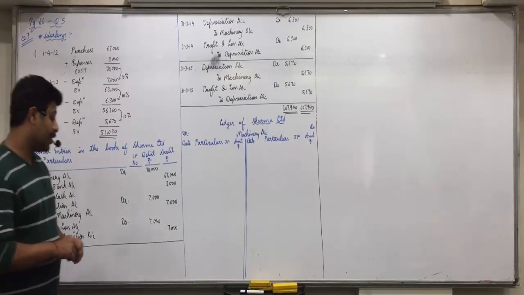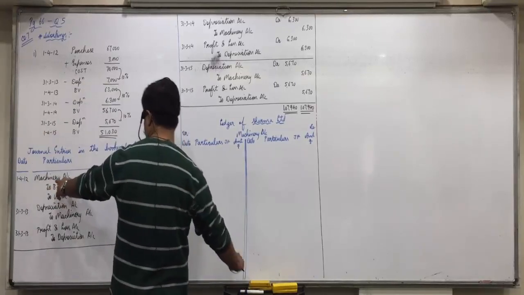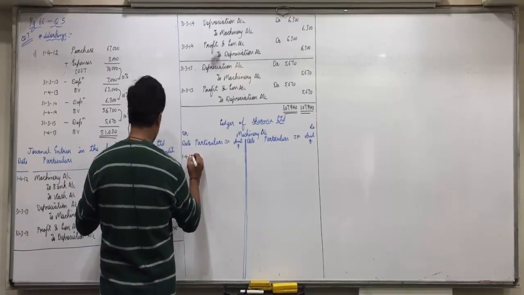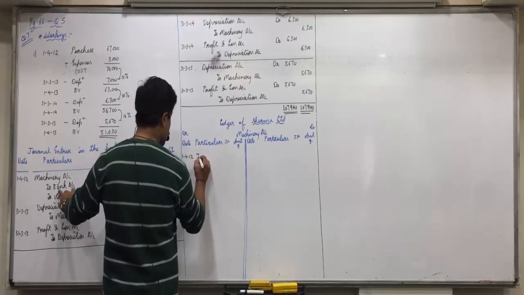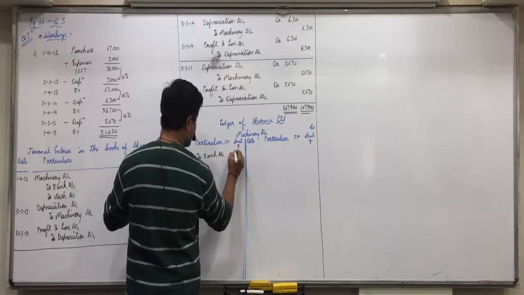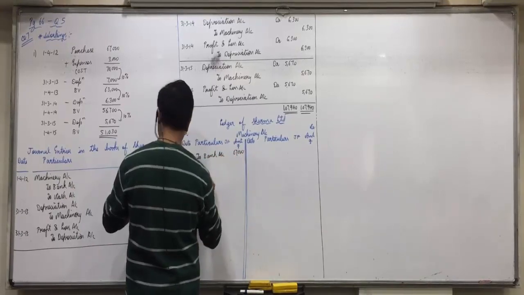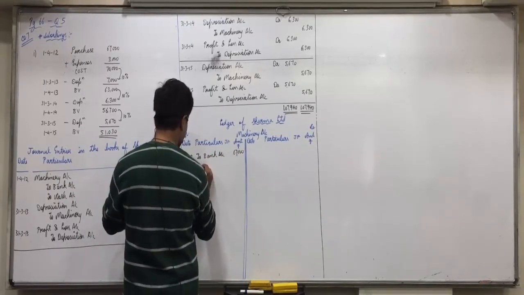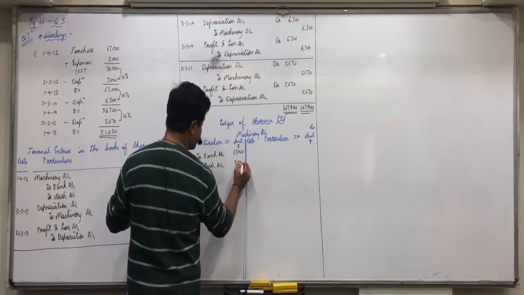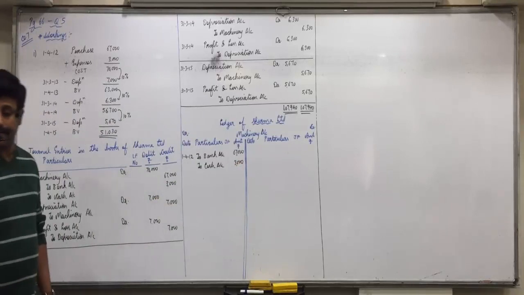Very first entry on 1/4 machinery account debit, so we'll write on the debit side both the opposite accounts: to bank account 67,000 and to cash account 3,000. Is everyone clear with this?